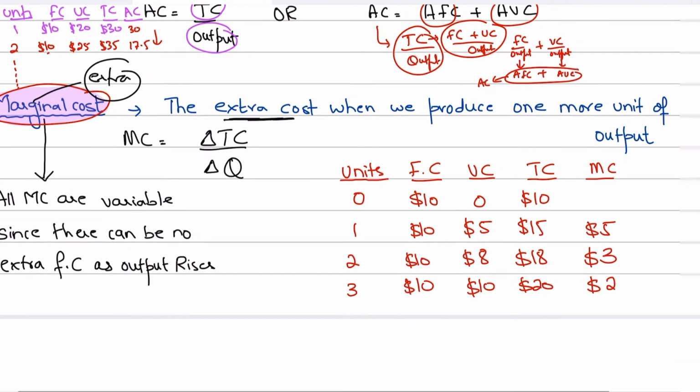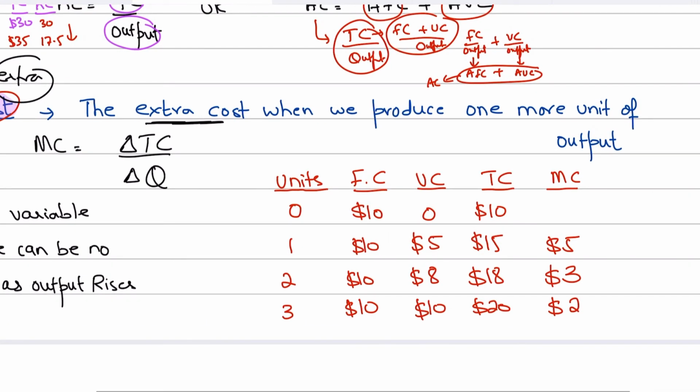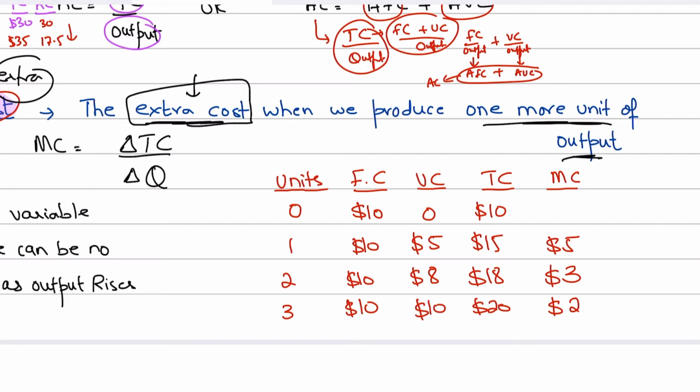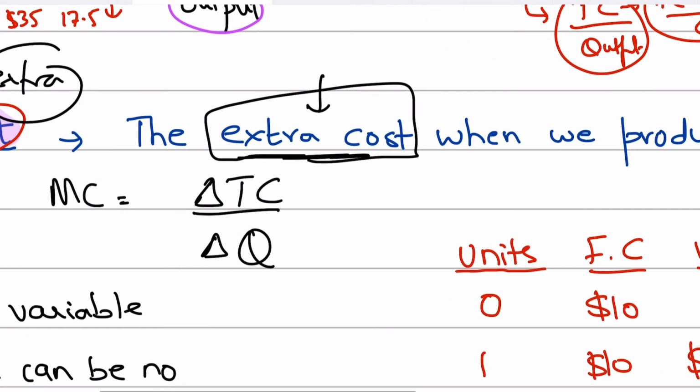Now guys, what is marginal cost? It is the extra cost that the business incurs when it produces one more unit of output. So if the business produces another unit of output, what is the extra cost that the business has incurred because of producing that additional unit of output? The formula for calculating marginal cost is change in total cost divided by change in quantity.